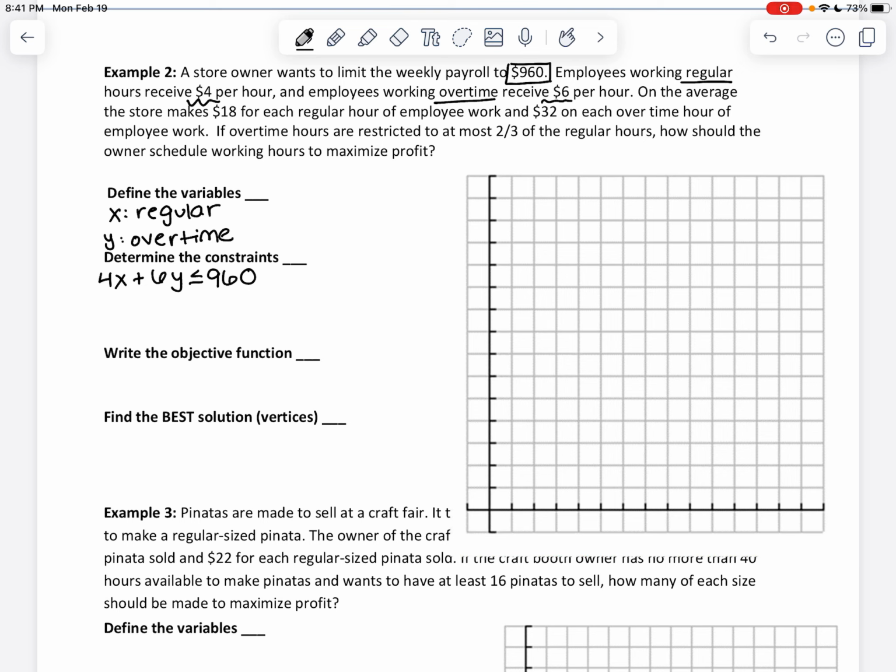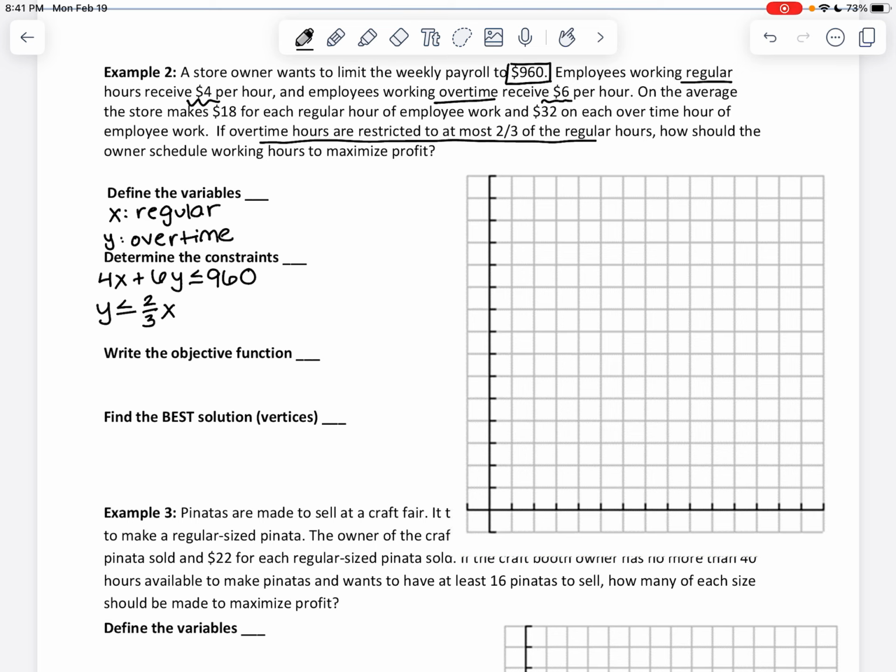Let's see, as the problem goes on, we also see another restriction. Overtime is restricted to at most 2/3 of the regular hours. Overtime cannot go over 2/3 of the regular hours. So let's write this as a constraint. We're starting with overtime hours, that's y, can be at most, so it can be no more than. This is going to be less than or equal to 2/3 of regular hours. So 2/3 times the amount of regular hours, which is x.